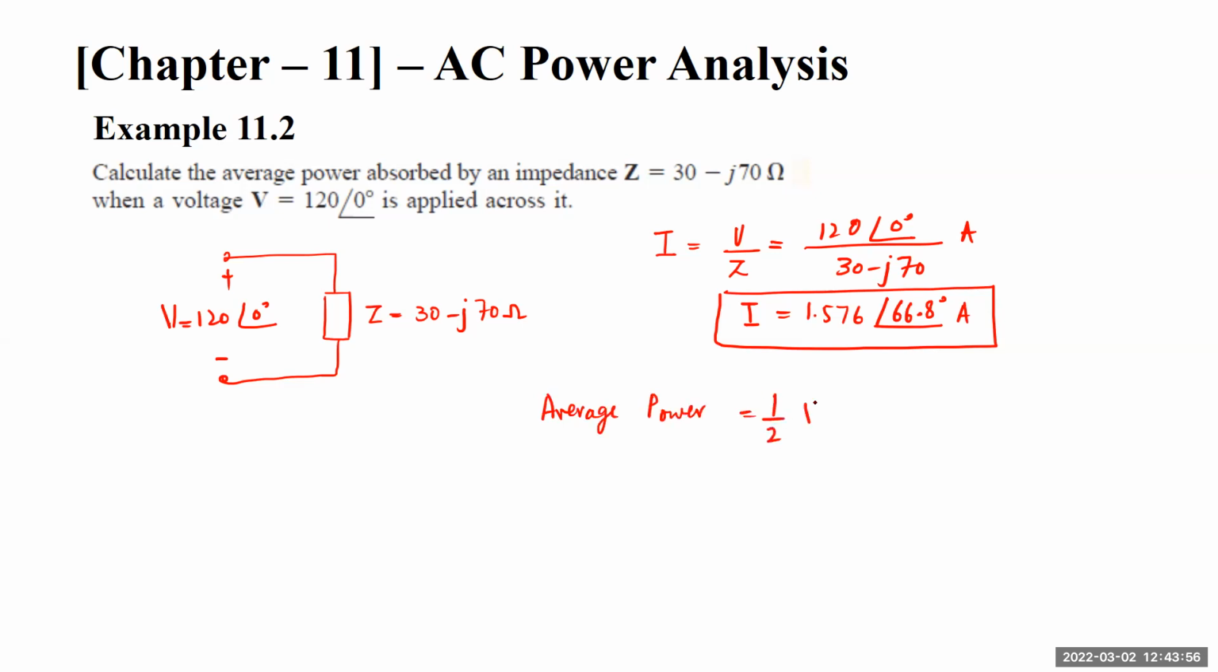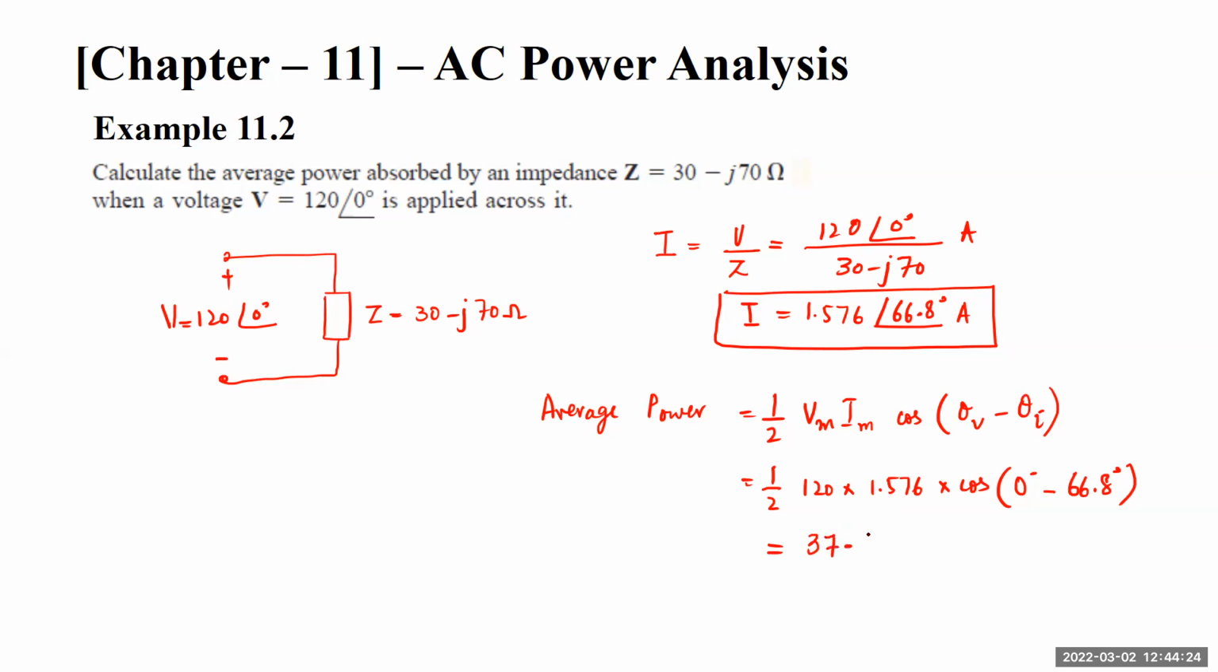Average power is 1/2 Vm Im cos(θv − θi). So we have 1/2, our value of Vm is 120, Im is 1.576, cos of θv is 0 degrees minus θi is 66.8 degrees. If we find out the value, it will be 37.24 watts. So my average power for such a circuit will be something like this.